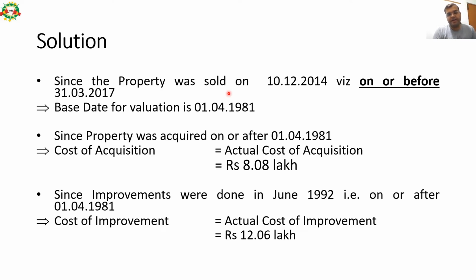After deciding on the base date of valuation, we have to see when the property was acquired. Since the property was acquired on or after 1st April 81, the cost of acquisition is equal to the actual cost of acquisition, which is given in the question, equal to 8.08 lakhs. Also, improvements were done in June 1992, that is on or after the base date for valuation. Both acquisition and improvement have been done after the base date. So here the cost of improvement will be equal to the actual cost of improvement, which is equal to 12.06 lakhs.